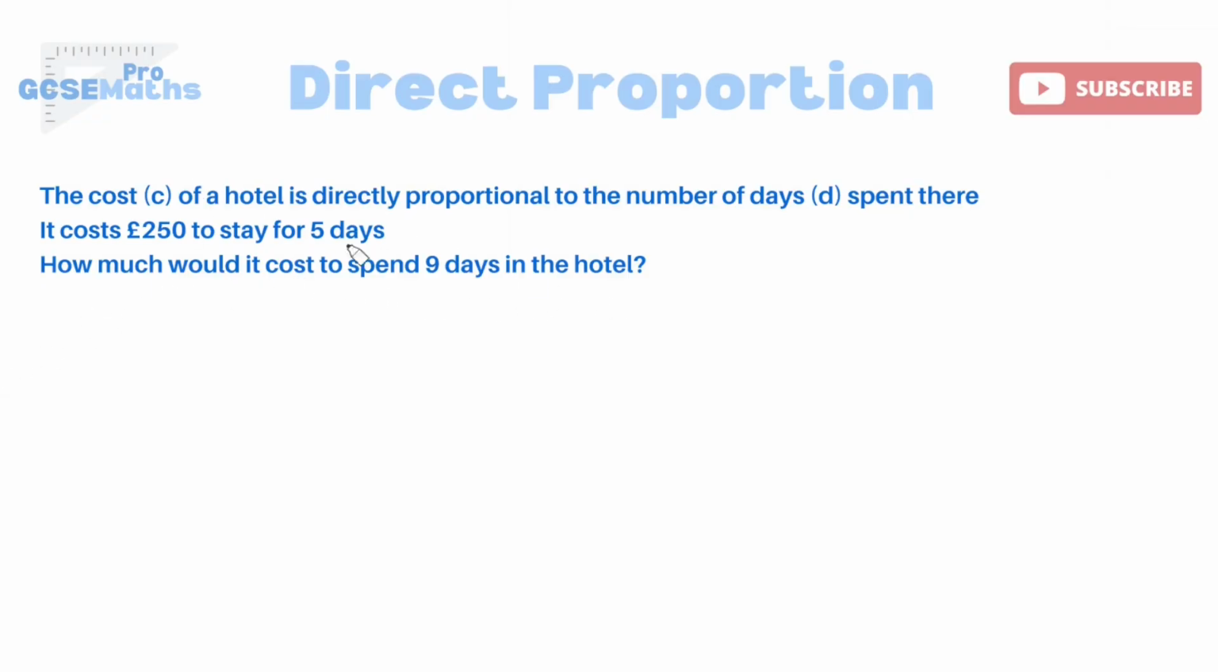So can you see how we've got the 3 same sentences? The first sentence is going to give me my formula. My second sentence is my matching pair. I've got the cost and I've got the number of days. And obviously then the actual question.